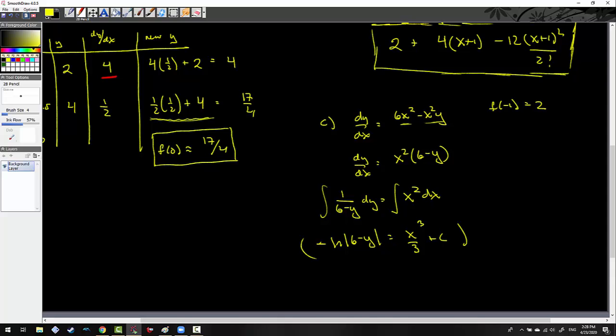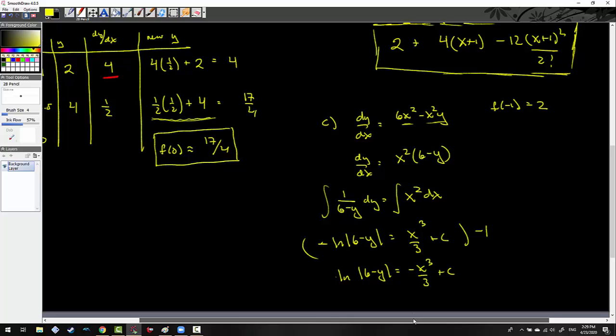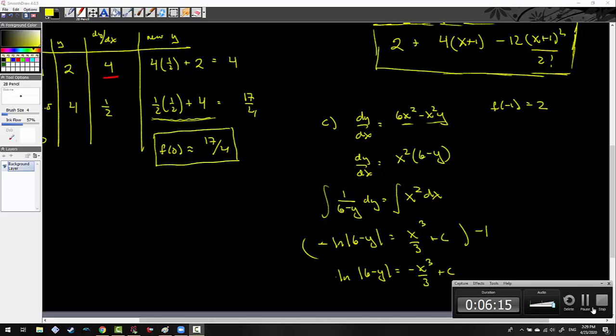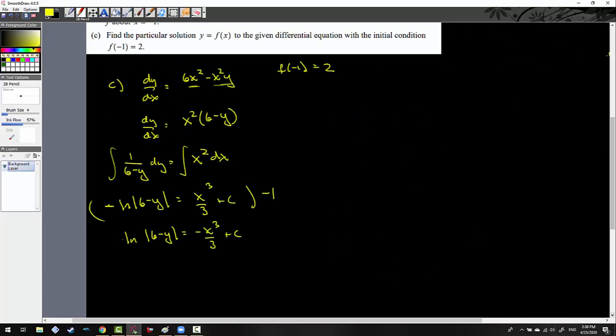So speaking of the negative, let's get rid of it. So I've got ln of absolute value of 6 minus y is equal to negative x cubed over 3 plus c. And you know what? I think I'm going to run out of space here. So give me a second. I'm going to pause real quick and rearrange some stuff. All right, I apologize for that. Turns out I overestimated how much space I actually had. So here we go. Let's keep on moving.